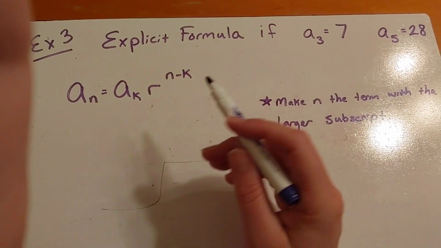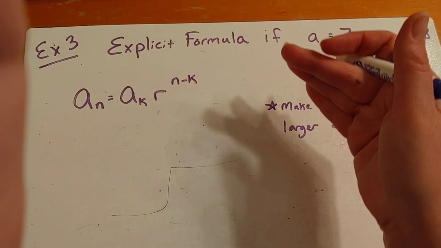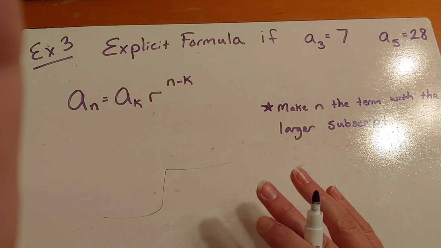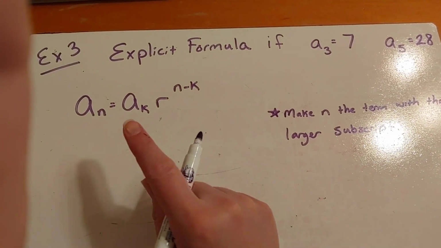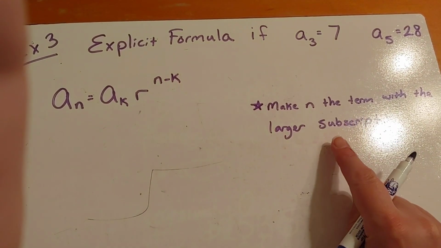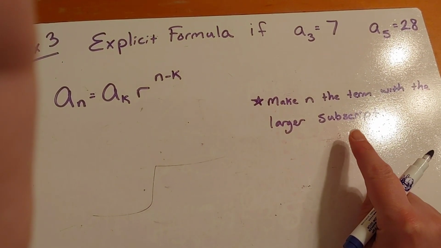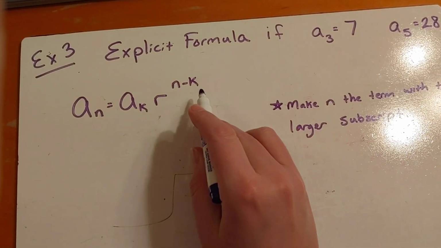Now, some people are going to choose to figure out r on their own, work backwards, find the first term, and go back to that other formula. That's fine, but I want to work this example through with the generalized formula, which would be a logical approach here. Now, as I approach this formula, I put this note for you. If you make n the term with the larger subscript, it's just going to make your life easier, because after all, you're subtracting n minus k.